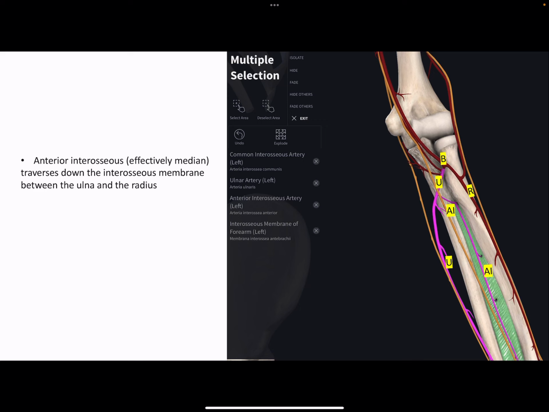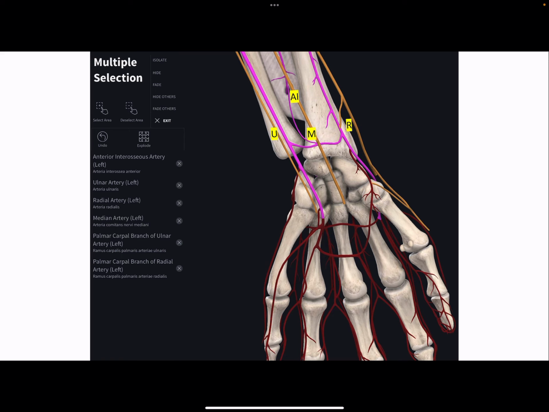All right, we also have an anterior interosseous. Again, that's going to be next to the interosseous membrane, between bones. This is really just the median nerve here. Previously we had an anterior interosseous and a median. Here it's just the anterior interosseous until you get to the wrist. And then once we move past the interosseous membrane, now we just call it the median artery.